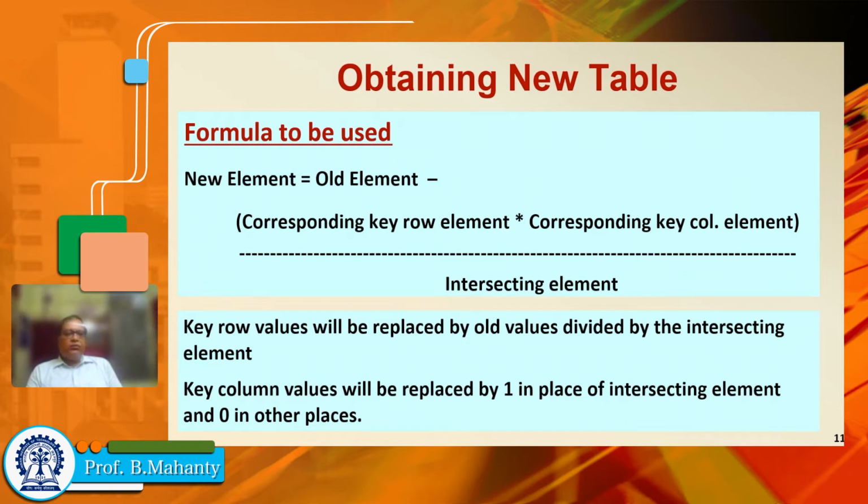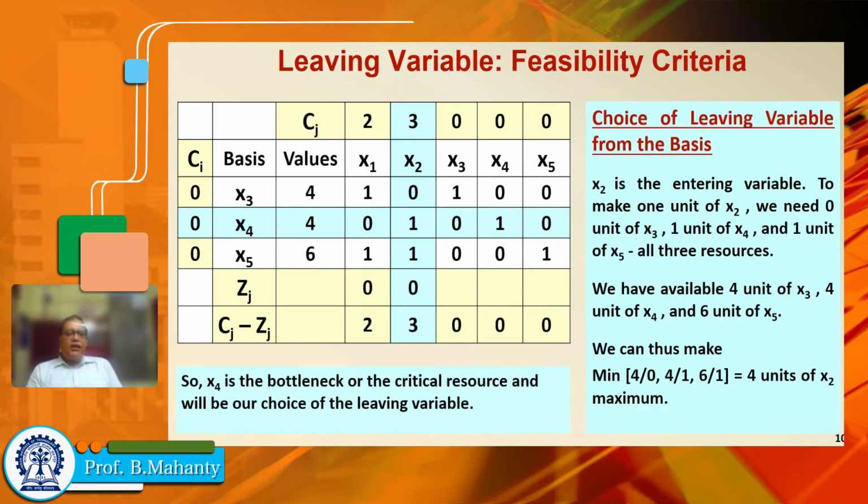And what is the formula to be used for other elements? New element equals old element minus the corresponding key row element into the corresponding key column element divided by the intersecting element. Now why are these formulas true? What is exactly happening out here? Basically, we are first dividing this by the intersecting element. Here the intersecting element is 1, so nothing much division would be occurring. We can straightaway say that x2 plus x4 equals 4.